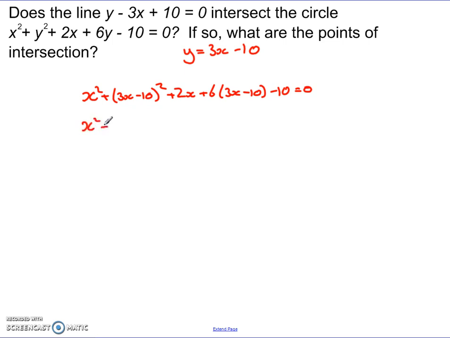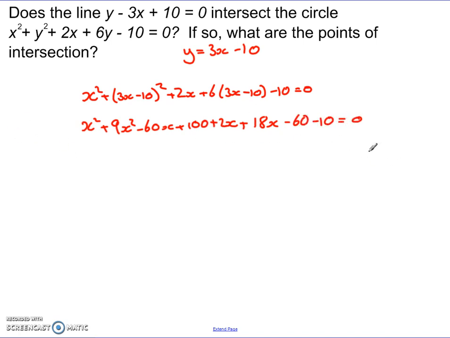So we've got x squared, multiply this bracket out here, I get 9x squared, take away 60x, plus 100. I then just got the plus 2x there, multiply the second bracket out and I get plus 18x, take away 60, take away 10, all equal to 0.